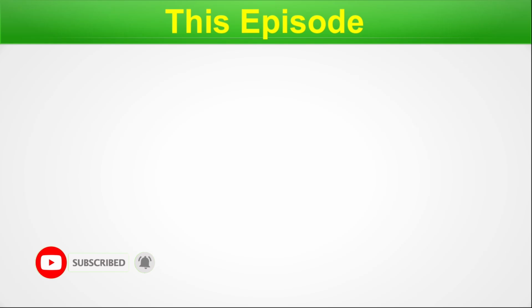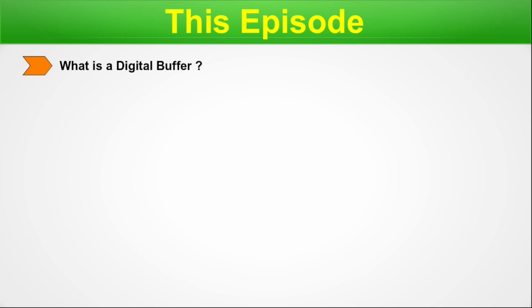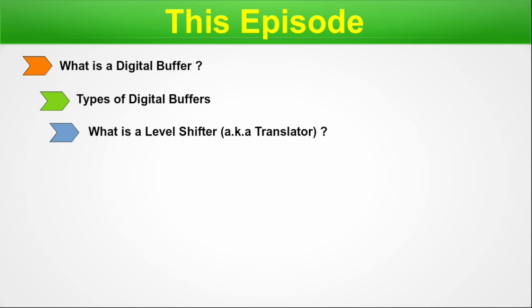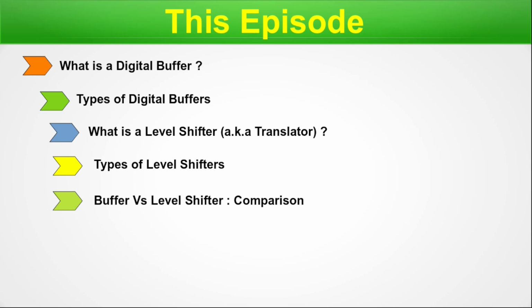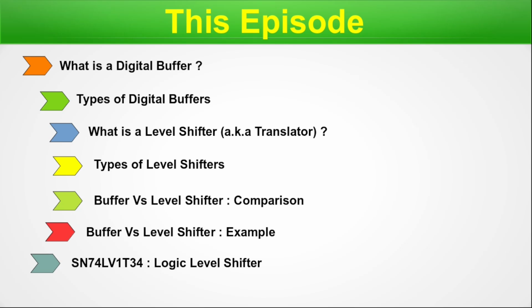In today's episode, to answer Vandana's questions, we will be covering the below points. What is a digital buffer? Types of digital buffers. What is a level shifter, also known as translator? Types of level shifters. Buffer versus level shifter, a comparison. Buffer versus level shifter, an example. We will then take a small quick look at an available logic level shifter, SN74LV1T34. Finally, we will summarize the buffer versus level shifter comparison. This is the menu for today. Without any further delay, let's begin.